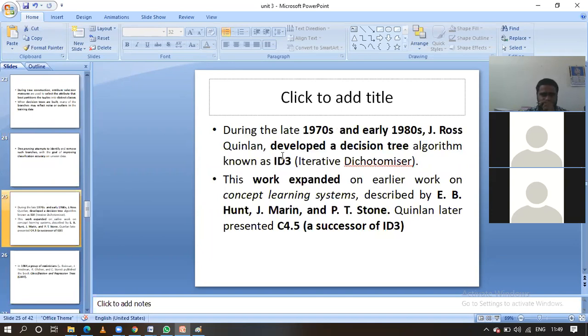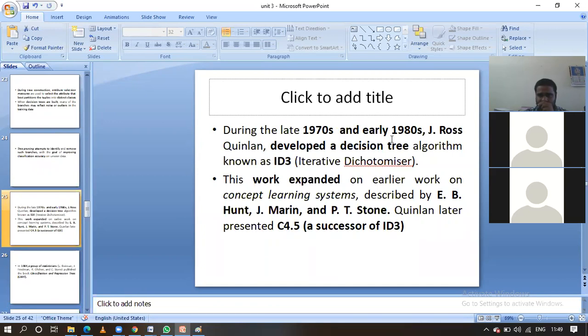And the next one is how the decision tree came into the picture, that is, the history of the decision tree, guys. In the late 1970s and early 1980s, J. Ross Quinlan developed a decision tree algorithm, guys. The name is ID3, where ID3 means Iterative Dichotomiser. That is the name of the decision tree he developed. After that, this work was extended, guys.